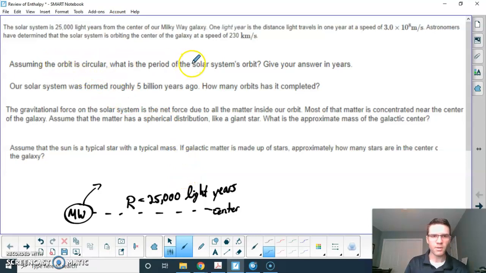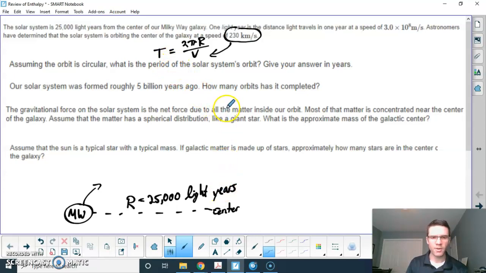Assuming the orbit is circular, what's the period? We want to know what T is here, and T is equal to 2πr over v. And that's on your AP equation sheet, the definition for period. It gives us the velocity here, so we know this. You just calculated the radius, right, converting that into meters, and you can calculate that period.